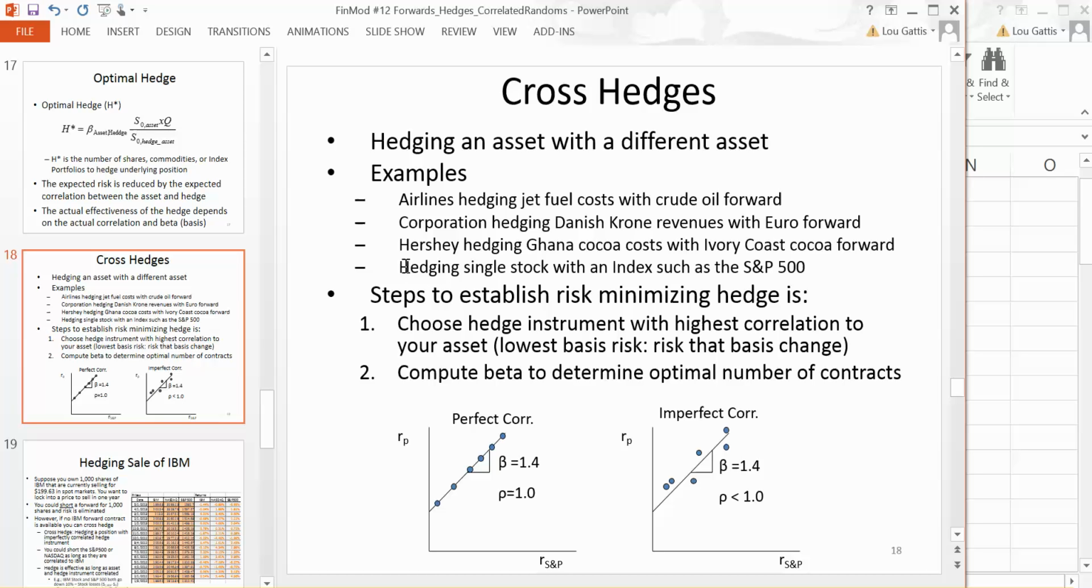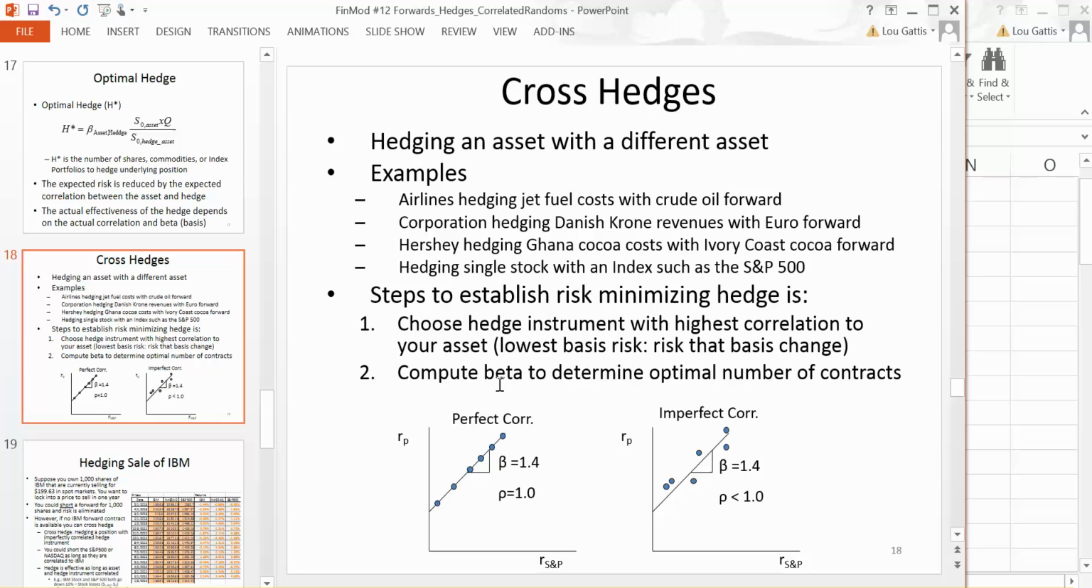Also, you can hedge, say, a single stock purchase by taking a position in an index forward or futures. So you can hedge, say, the price of IBM by entering into a contract to buy or sell the S&P 500, as long as they're highly correlated. So those are all examples of cross hedges. The steps to creating a risk minimizing cross hedge is to first find an asset that's highly correlated, that trades in the forward market.